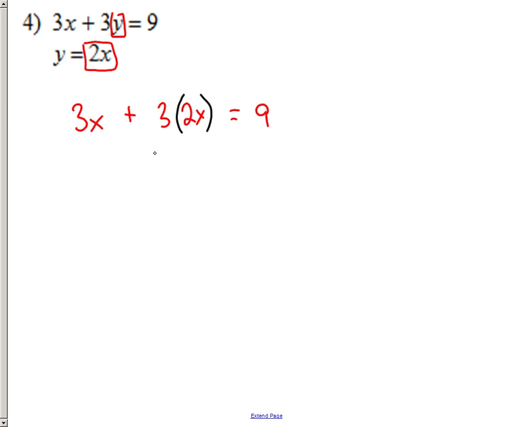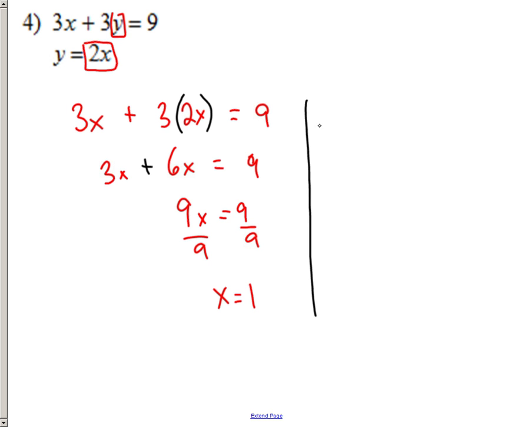So 3 times 2x is 6x. And I already know that this is a positive 3, and that's a positive 2x, so positive times positive makes it positive. And I can just pull down this 3x there and pull down the 9. Now we just combine like terms and solve. 3x plus 6x is 9x. Divide by 9, divide by 9, and x equals 1.